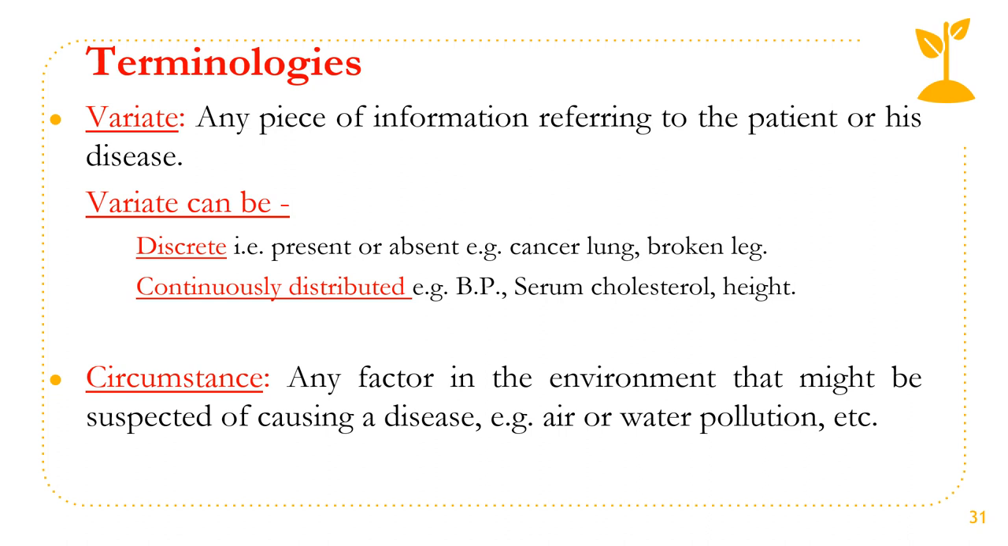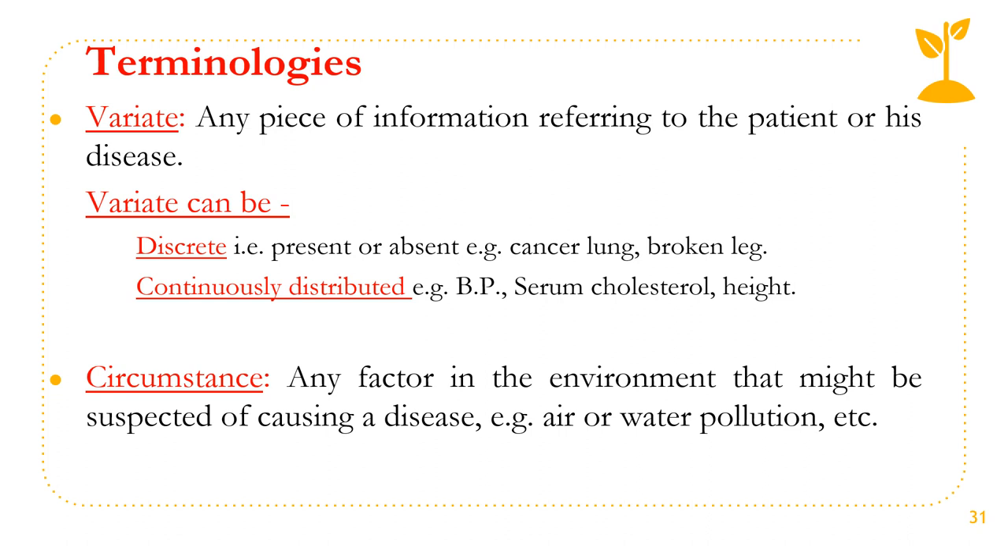Continuous means it will be continuous. Like BP, it may be 120 by 80 or sometimes 130 by 80, depending on the age and the person. Then serum cholesterol, your height. Some people will have 172 centimeters, some will be 184, like that. It will be a continuous number. But in the discrete, there will be all or none, like present or absent.